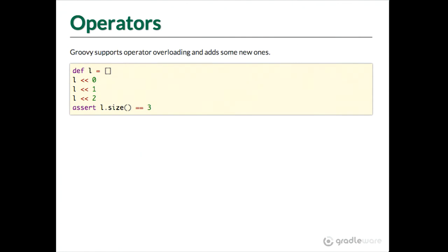Okay, so moving along. Groovy supports operator overloading. Unlike Java, which made a very specific design decision not to support it, Groovy does. It also adds some new operators. We came across the one for appending things to a list before. That's an example of an operator that works on lists.